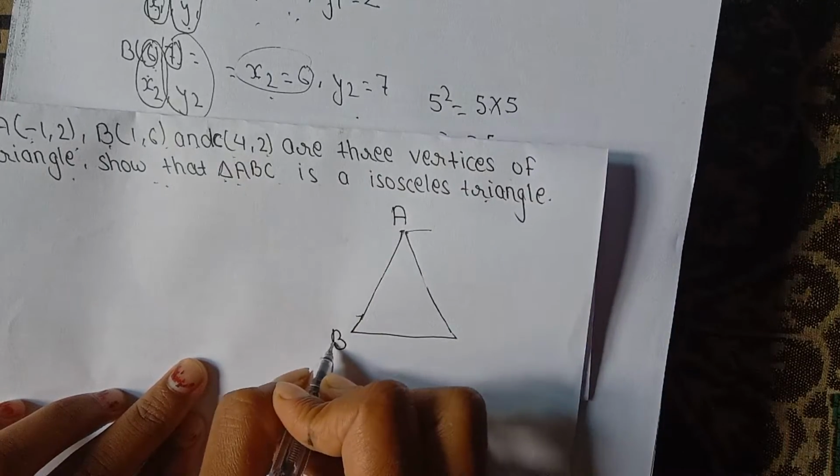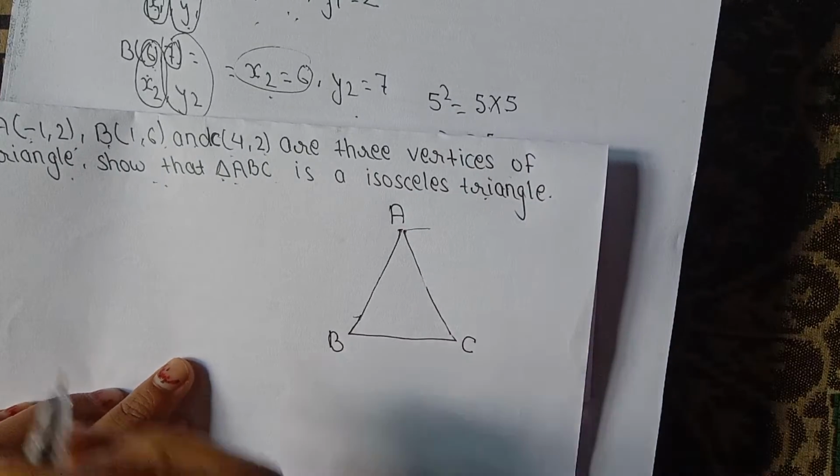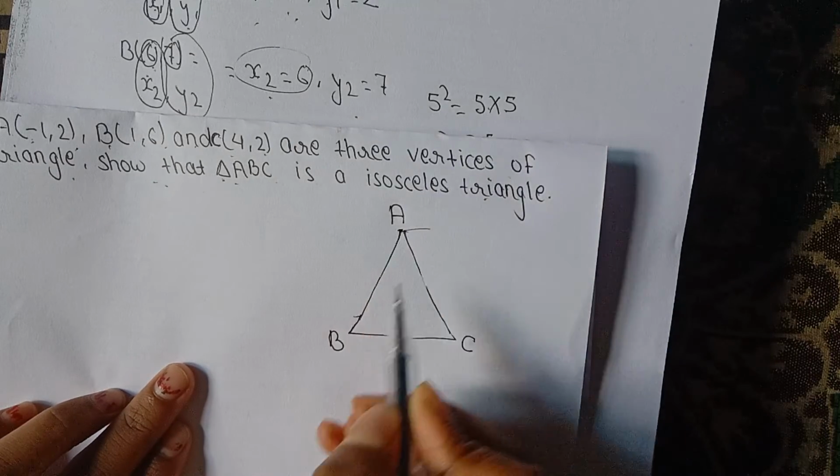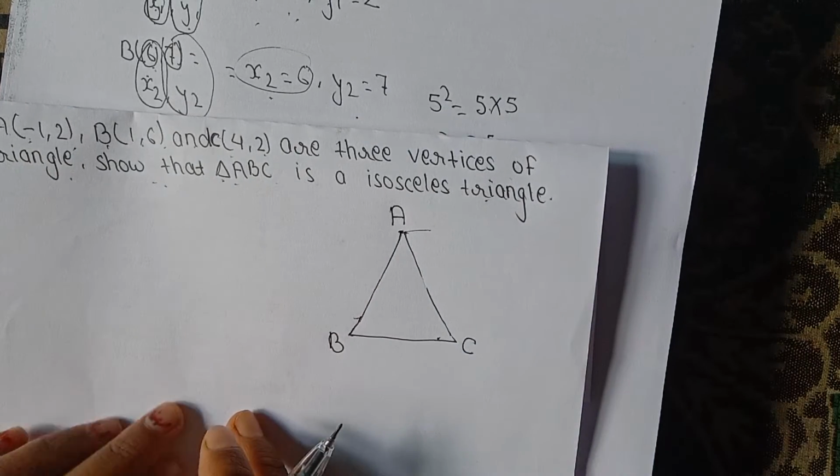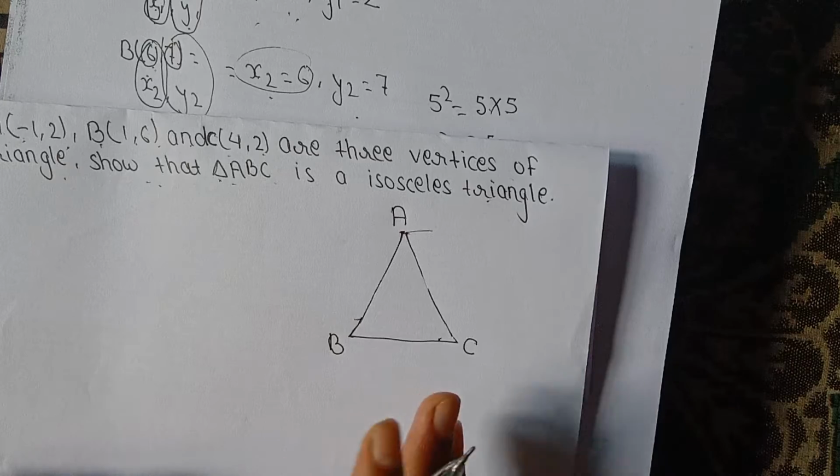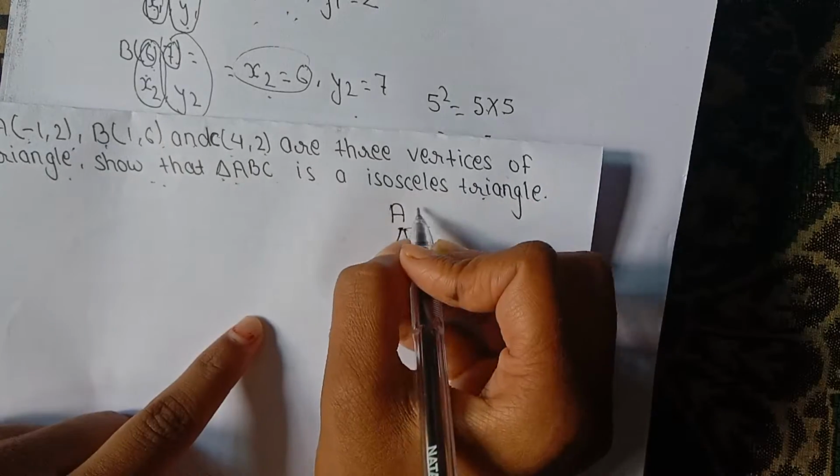So triangle A, B and C. After that, A is a vertex of the triangle. How many vertices are there in a triangle? Yes, of course, 3. So A is here minus 1 comma 2.